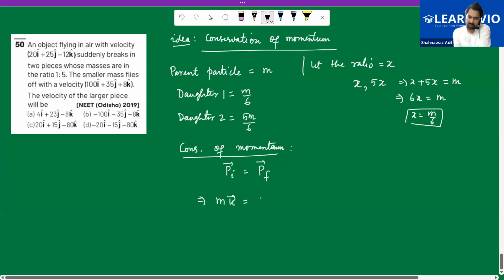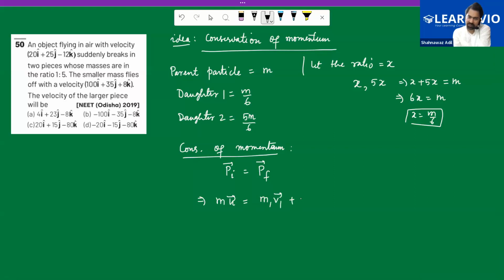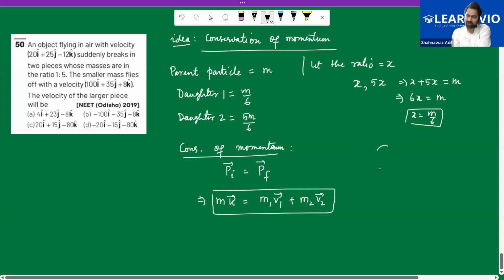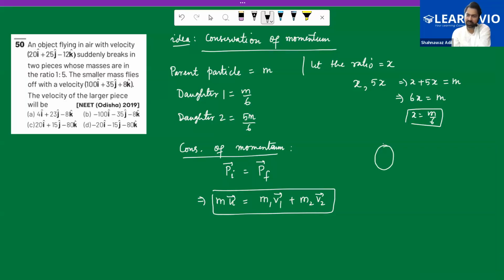This would be equal to M1 V1 plus M2 V2. Right, so this is the equation. We have this parent particle moving with some velocity, then it explodes and breaks into two particles, M1 and M2. This is the equation, and V1 is given. You have to find out what is V2.